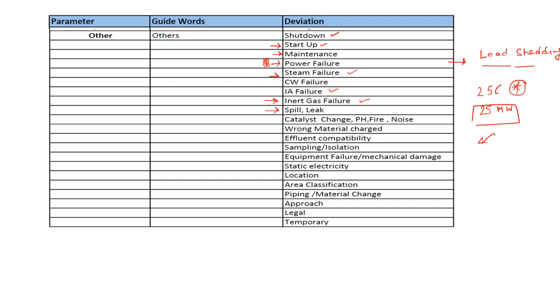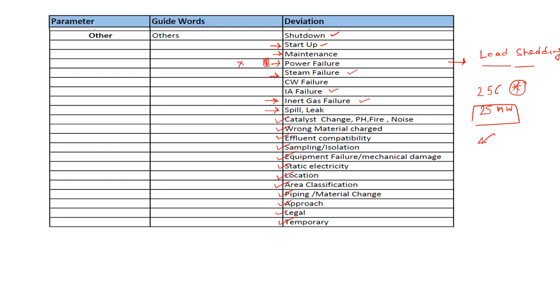Then there can be situations of spill, leak, catalyst change, wrong material charged, effluent capability, sampling, isolation, equipment failure, static electricity, location, area classification, piping, approach, legal, temporary. So all these other guide words are not very frequently used, but there are situations where you need to use these guide words to know all the hazards and risks that you are exposed to, right? But some of these are very critical.